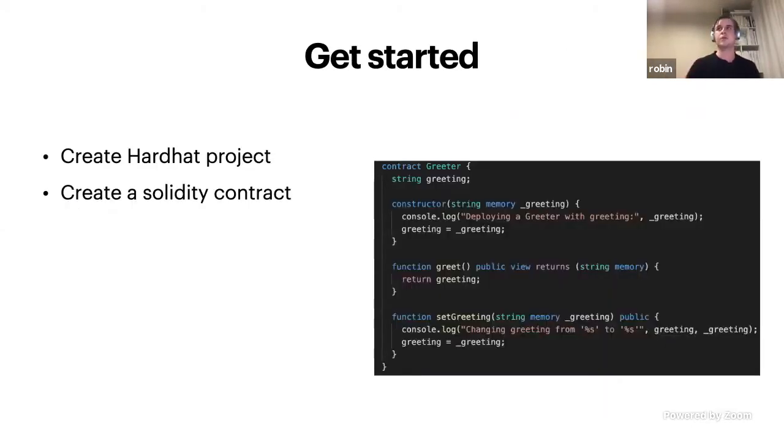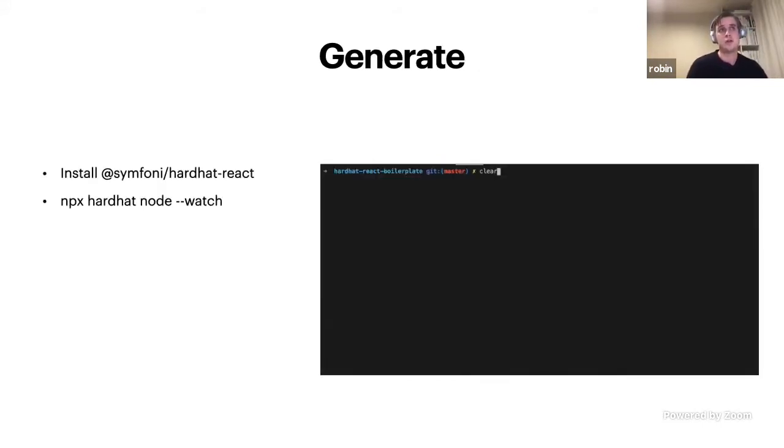So how do you get started? Just create a Hardhat project. In the standard Hardhat project, you get this Greeting Solidity file. So you can start with that. You do that and you install the Hardhat React plugin, which is a plugin into Hardhat. So you just add that in. It's in the tutorial online.